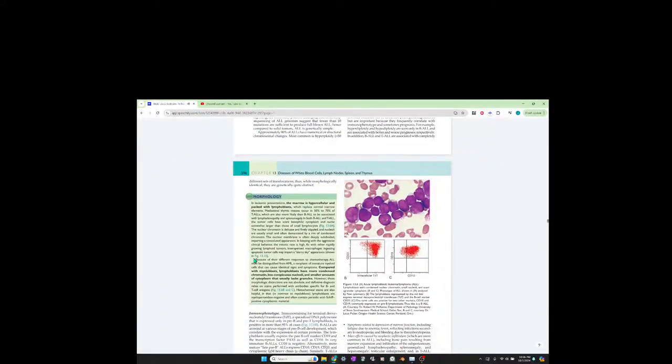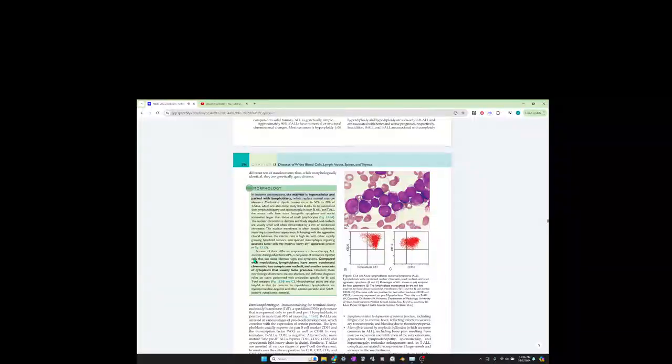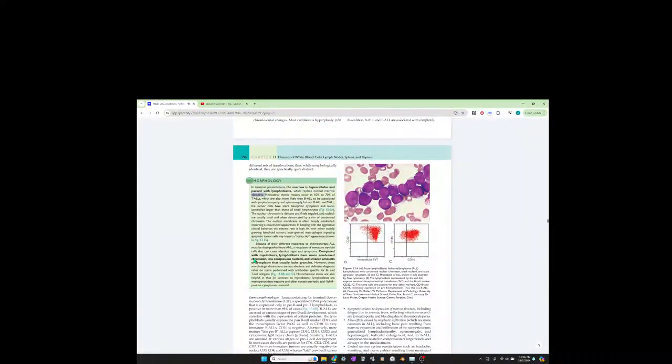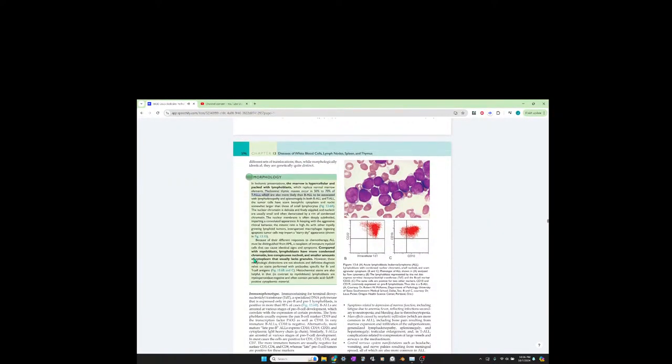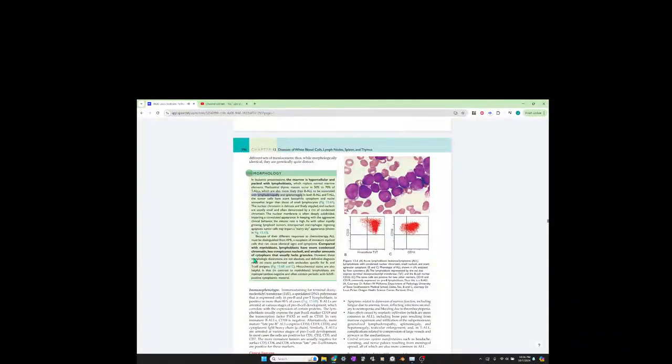Morphology. In leukemic presentations, the marrow is hypercellular and packed with lymphoblasts, which replace normal marrow elements. Mediastinal thymic masses occur in 50% to 70% of T-ALLs, which are also more likely than B-ALL to be associated with lymphadenopathy and splenomegaly.